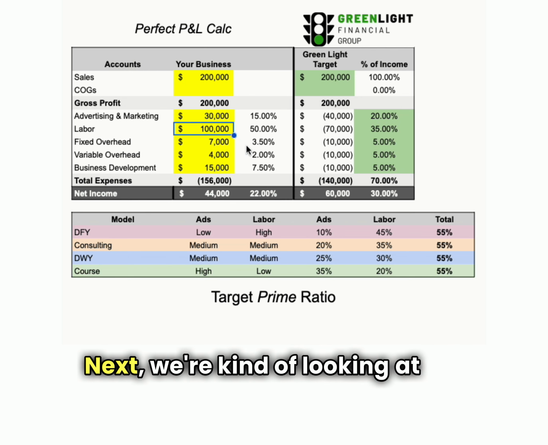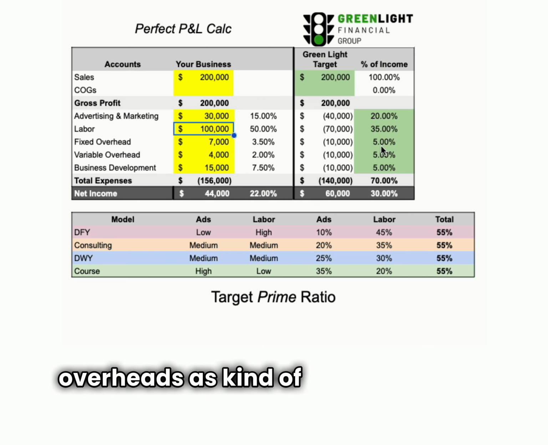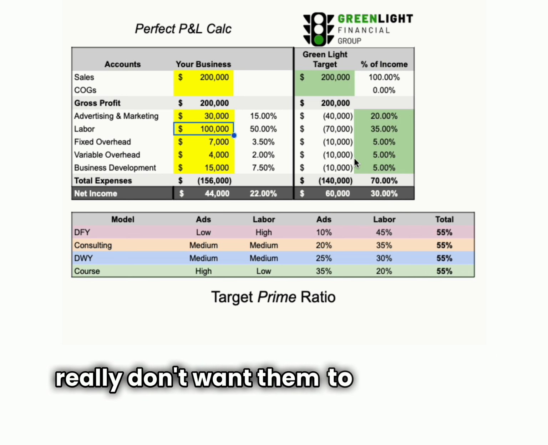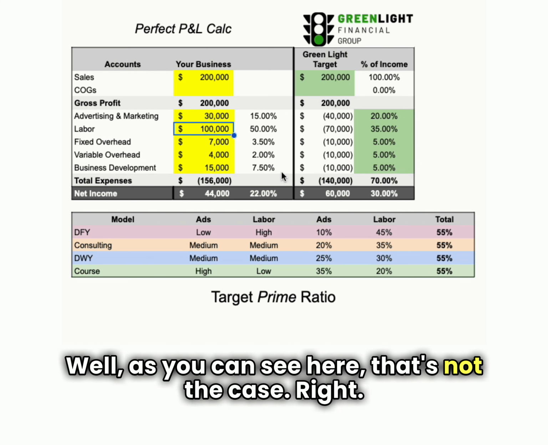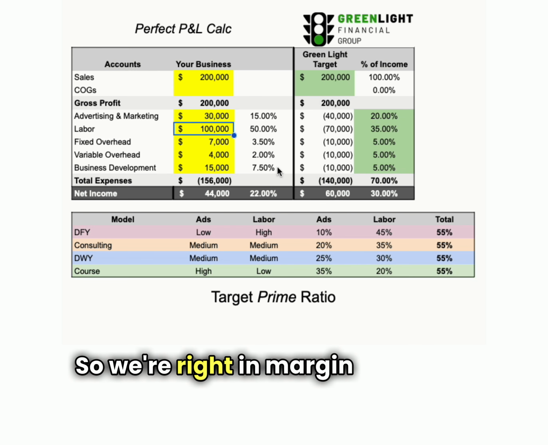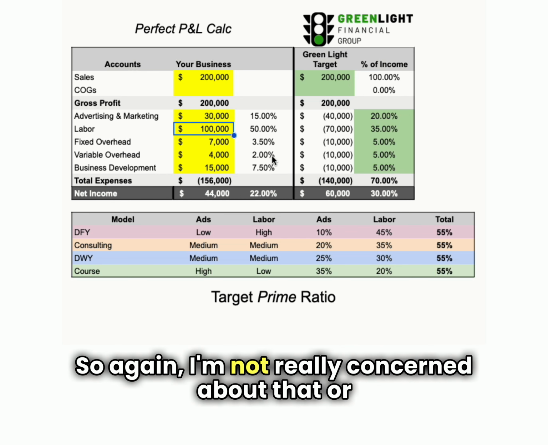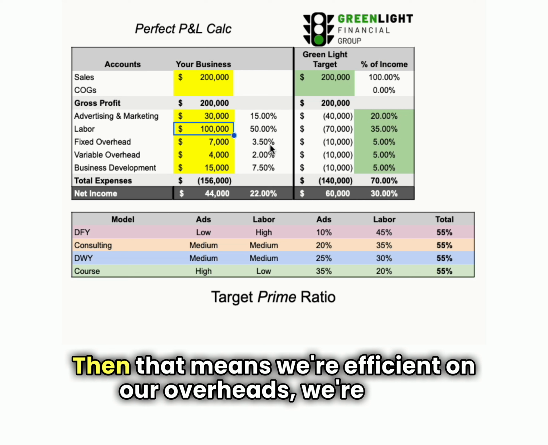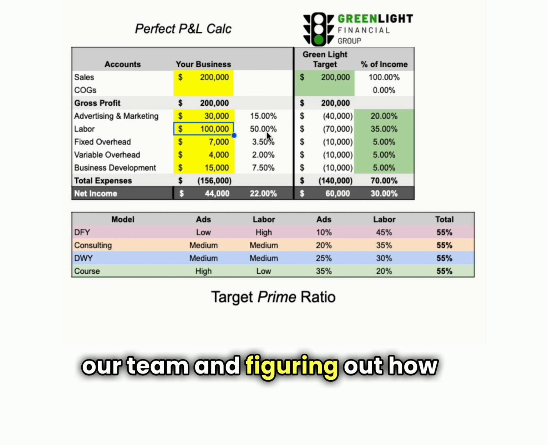Next, we're looking at our overheads here. Generally speaking, we think of our overheads as a bucket, right? We'll put them all together and say we really don't want them to exceed 15%. Well, as you can see here, that's not the case, right? We're actually at only about 14%. So we're right in margin with what we're looking for. So I'm not really concerned about that. That means we're efficient on our overheads, we're good there. And our main problem child to pay attention to is our team and figuring out how to navigate that.